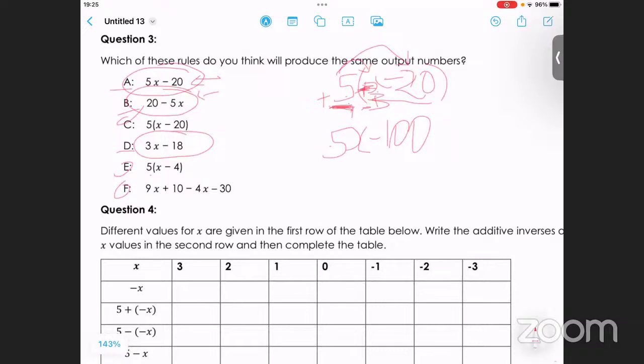So we're just going to cancel this out. And then we have 5x minus 100. Let me write a nice 0 here.